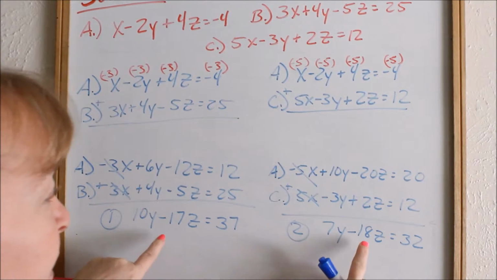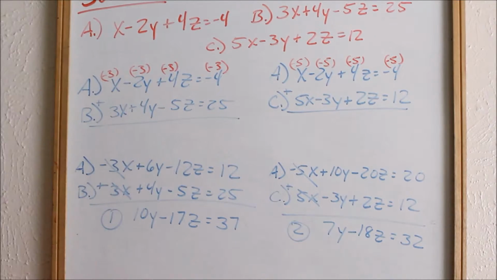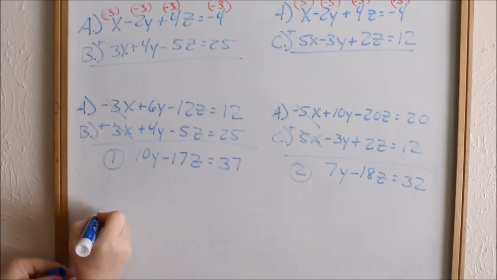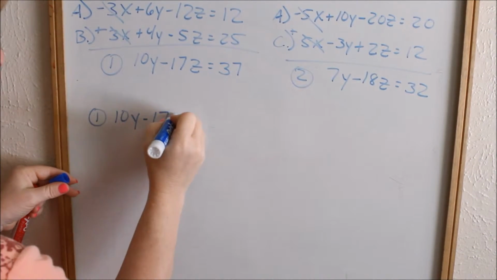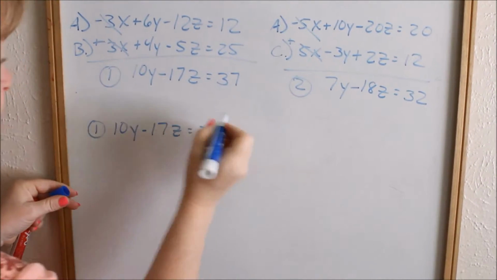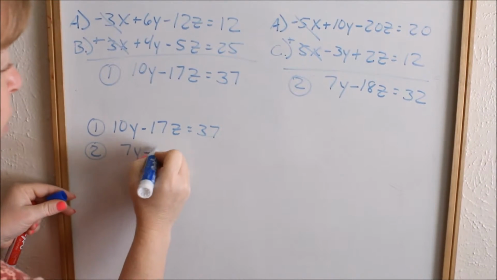So now I can take these two equations and do elimination again. So to do elimination again, I need to take equation 1 and then equation 2. This is why I'm labeling them, to keep up with them. And I stack them on top of each other.